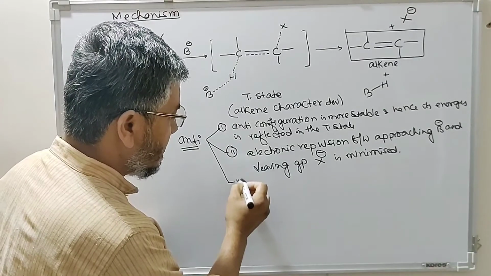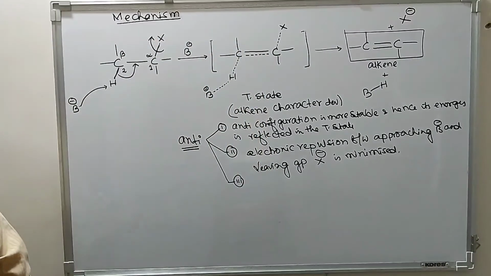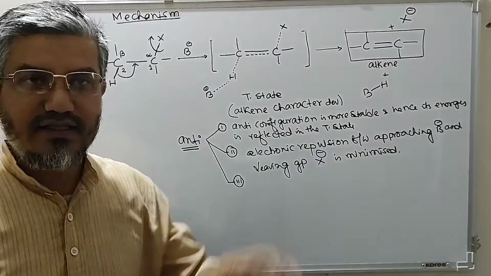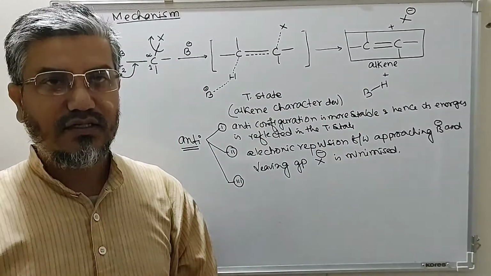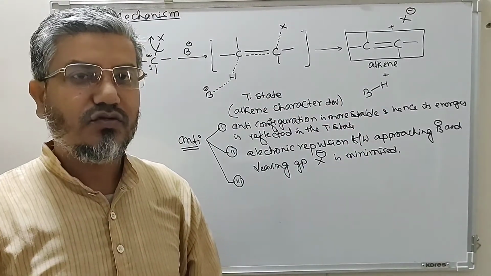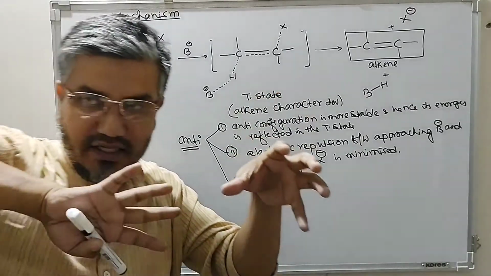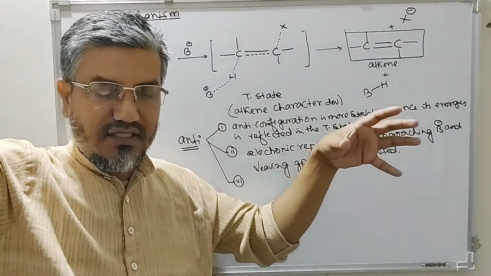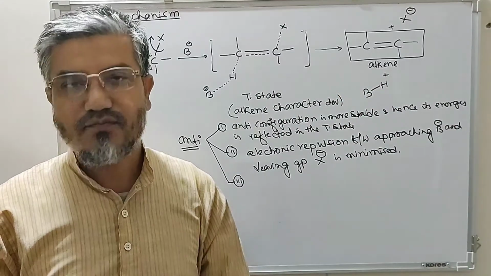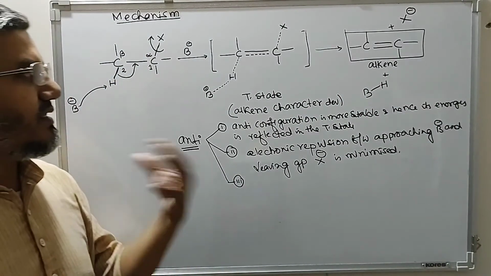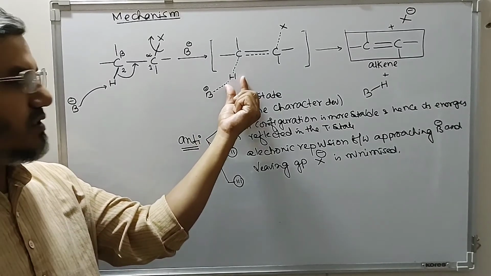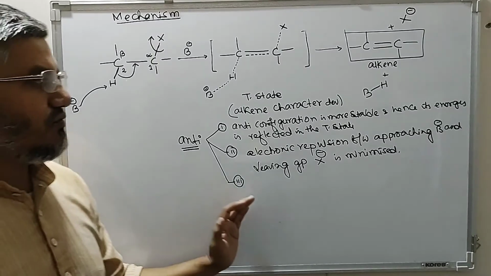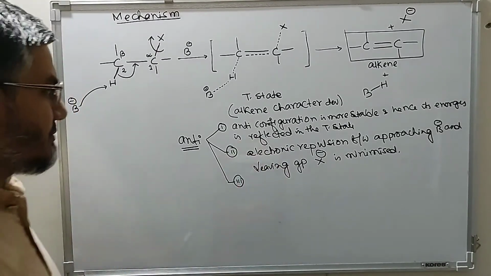Now the third point, why this is to be anti. Now look at this, base is coming from this side and if this X minus is leaving from this side, again there is a chance for steric hindrance, collision can happen. So if base comes from this side and X minus leaves from that side, then there is no chance for steric collision, so steric hindrance is minimized. So to minimize the steric hindrance between the approaching base and the leaving group, again these two should be at a distance of 180 degrees or anti position.